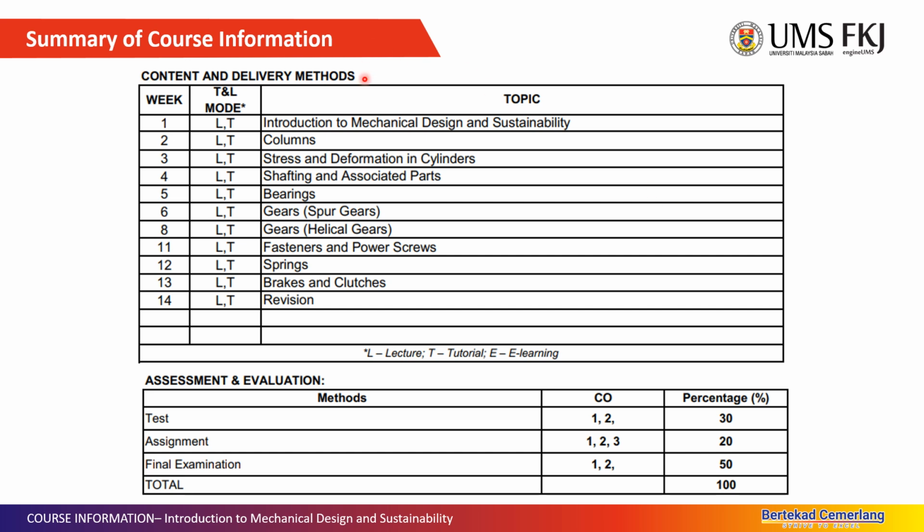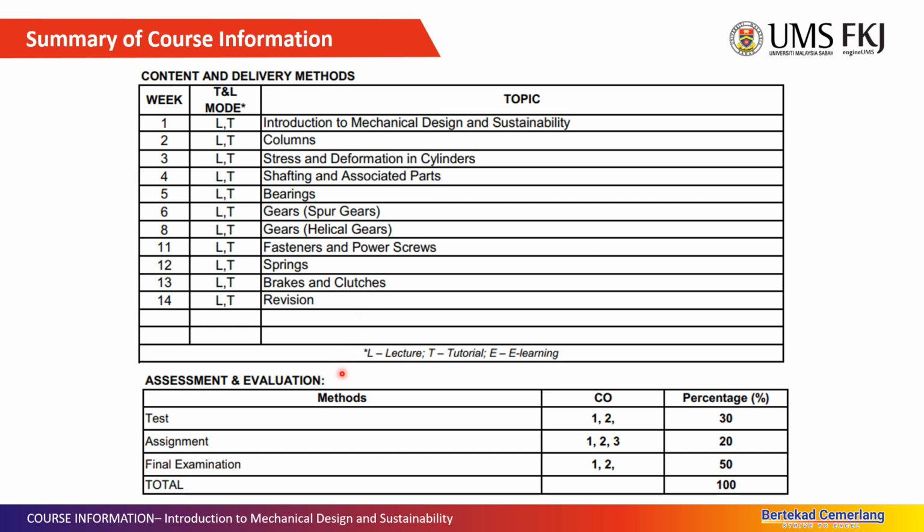For the content and delivery method, we have 14 weeks, from week 1, 2, 3 until 14. We have the TNL mode: all 14 weeks we have lecture and tutorial, with E for e-learning. The topics start with introduction to mechanical design and sustainability, followed by column, stress and deformation in cylinder, shafting and associated parts, bearing, gear, where we have two, spur gear and helical gear, then fastener and power screw, spring, brake and clutch, and for the last week, week 14, we have revision.